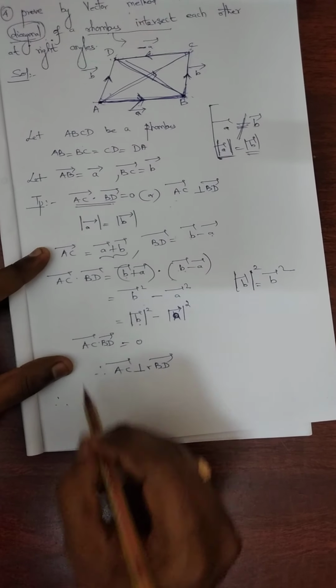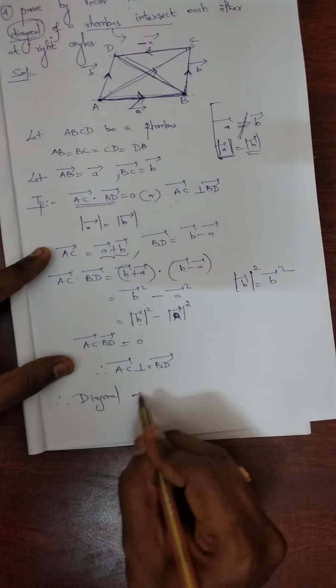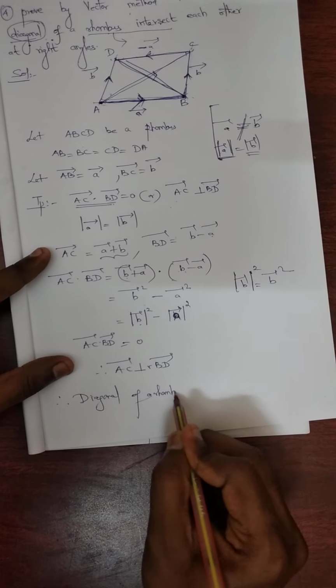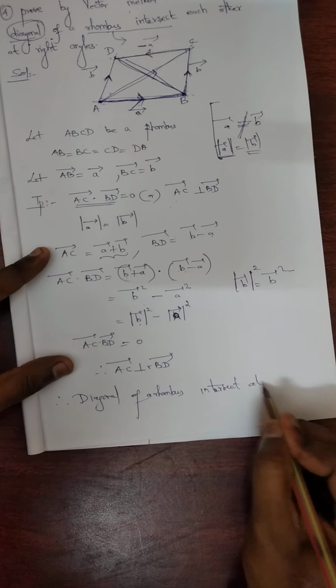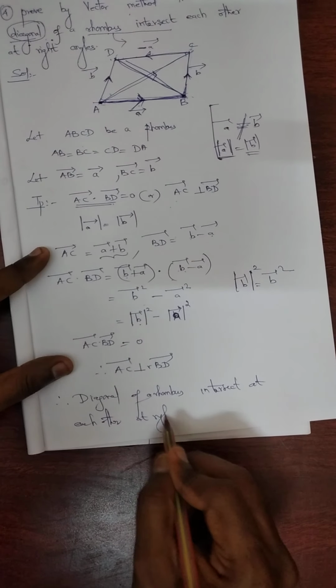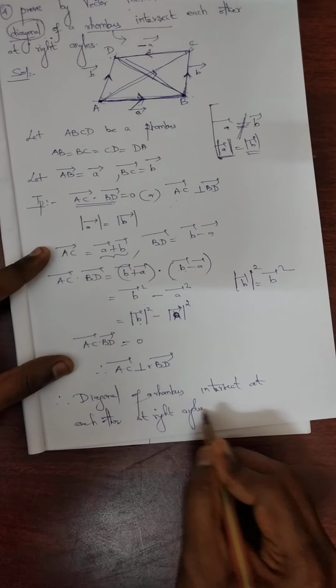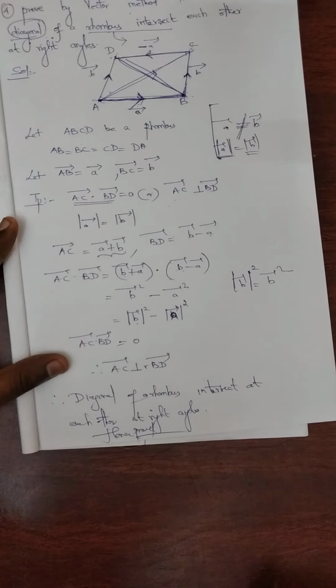Therefore, what is the conclusion? The diagonals of a rhombus intersect each other at right angles. This is the statement I needed to prove. Hence proved. That's all the sum.